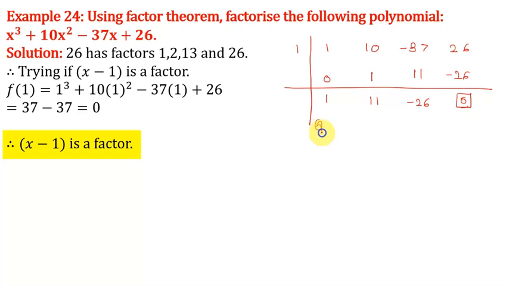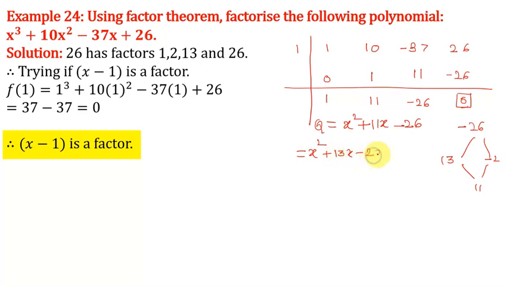What about the quotient? There are 3 constants, therefore the degree is 2. That is x square plus 11x minus 26. Again factorize this. The product is minus 26 and the sum is 11. That is plus 13 and minus 2, and hence here x square plus 13x minus 2x minus 26.